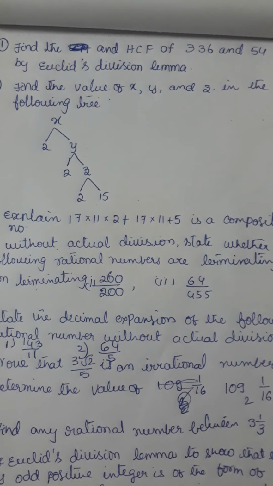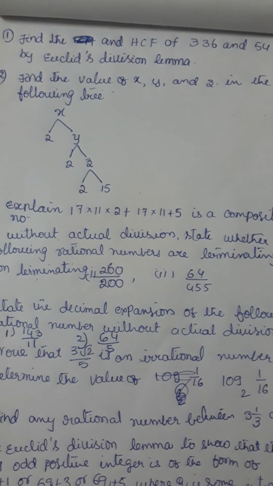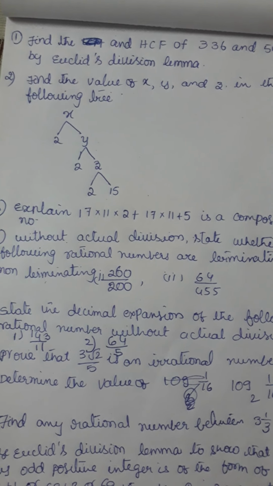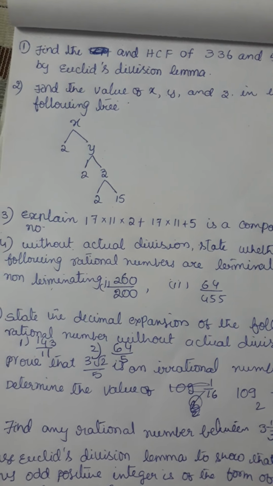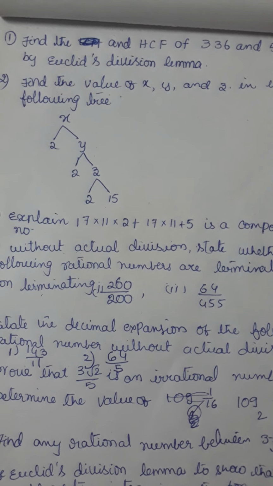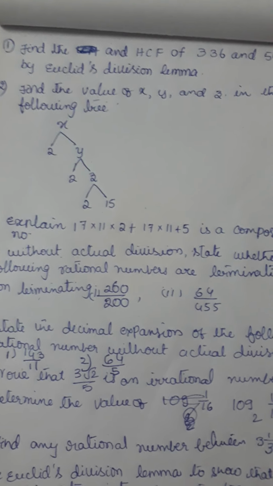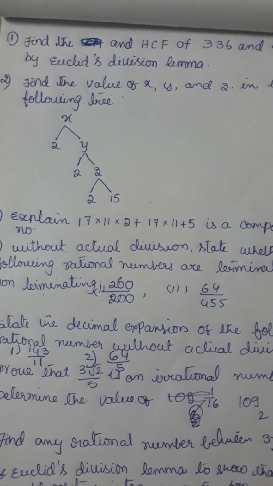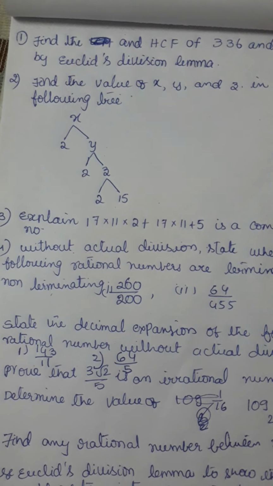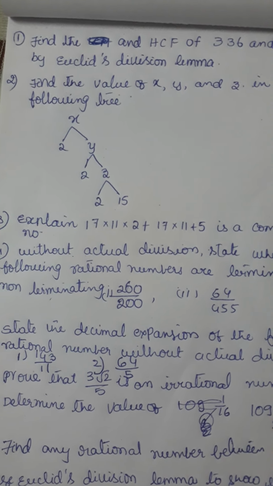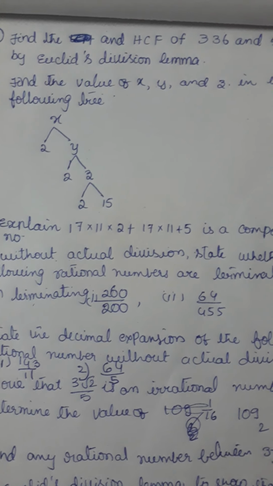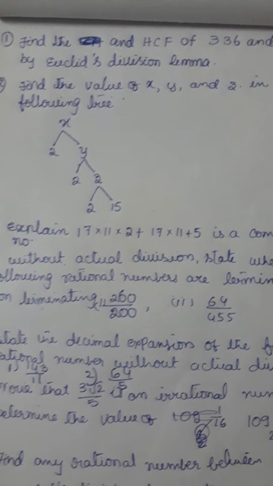Next one, find the value of x, y, z in the following factor tree. First you are given x and it is split into 2 and y. y is again divided into 2 and z, and z is again divided into 2 and 15. So first if you multiply the 2 and 15, you are going to get the z value. Then 2 and z are to be multiplied, then you are going to get the y value. 2 and y are to be multiplied to get the x value. Therefore you can find out the x, y, z values in the factor tree.